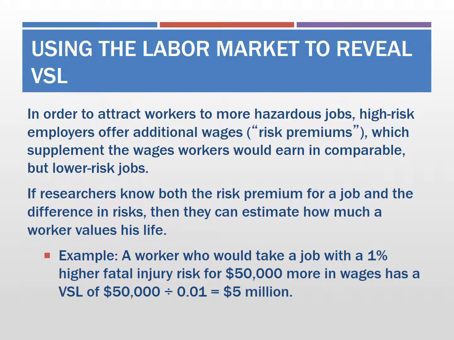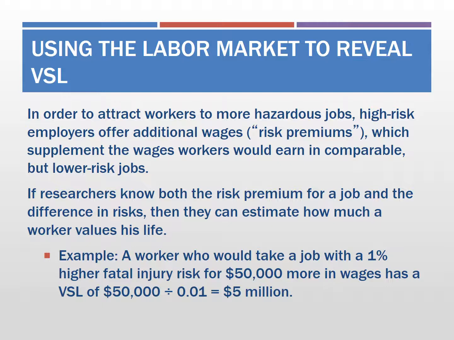Some researchers try to figure out both the risk premium and the difference in risk across different jobs or positions, so that they can estimate how much workers value their life. For example, a worker who is just willing to take a job with a 1% higher fatal injury risk for $50,000 more in wages implies a VSL of $50,000 divided by 0.01, which is 1%, equal to $5 million.